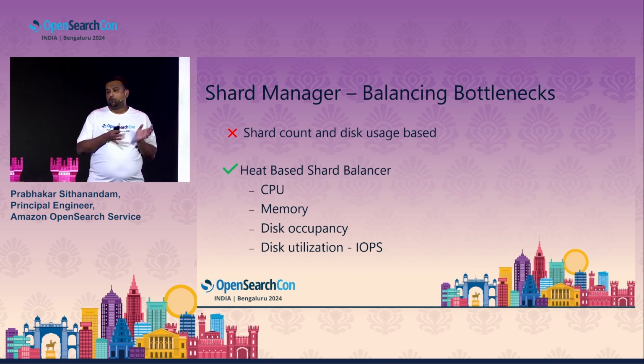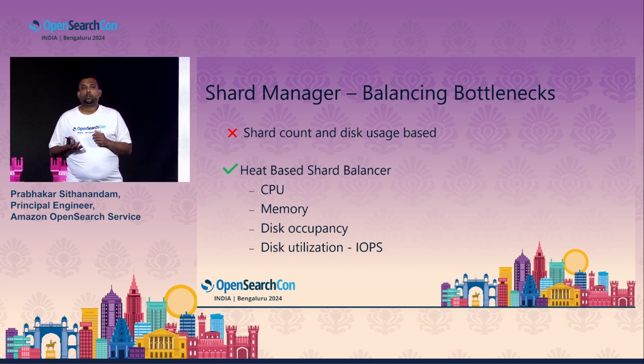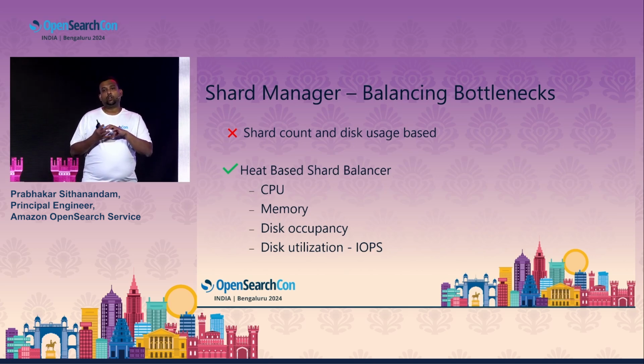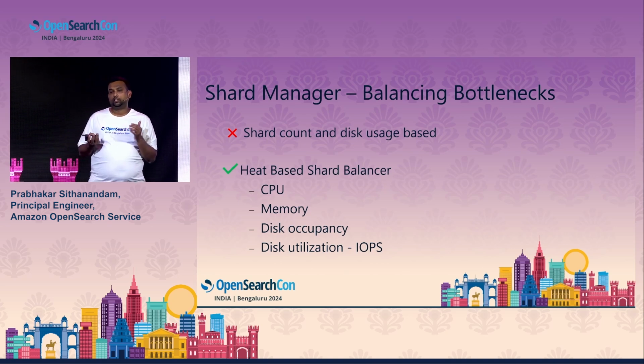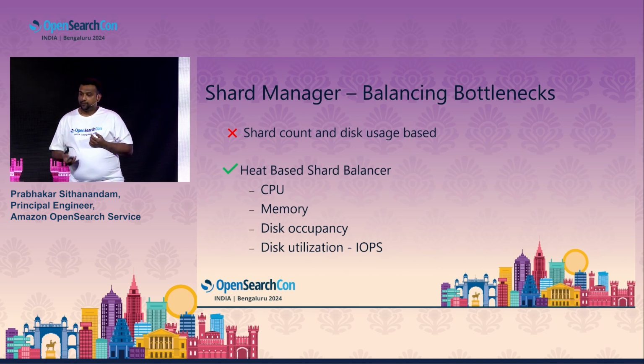So instead of doing shard count and disk usage-based management, the shard balancer also looks into the heat of the shard. So it is very much possible that you have 2 nodes, one has 10 shards and the other node has 2 shards, but they have the same amount of CPU utilization and memory utilization.